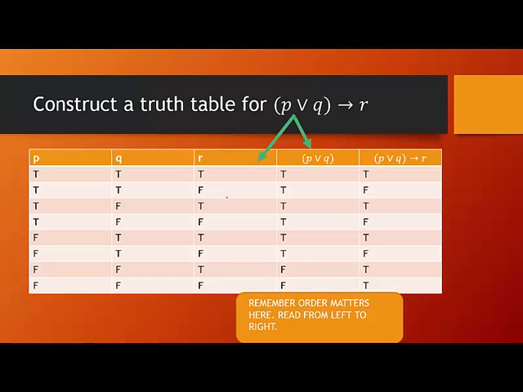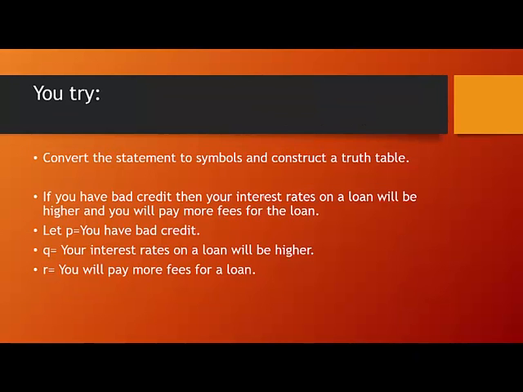So pay attention. I know this is tough at first. True implies false is false. You've got to really get that ingrained in your head, and remember that's the rule for this conditional. Okay, so I want you to try the same kind of idea. Take these statements, make them into symbols, construct a truth table. So the statement I'm giving you is, if you have bad credit, then your interest rates on the loan will be higher and you will pay more fees for the loan.